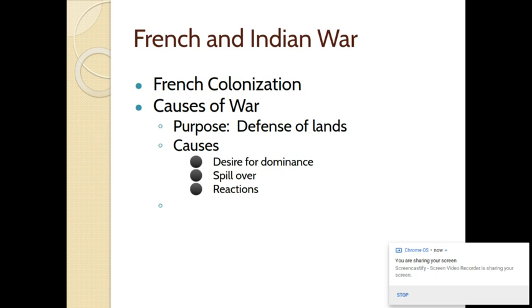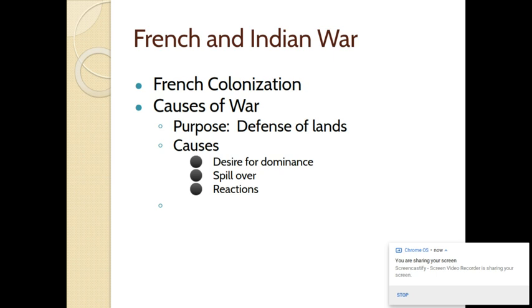The first cause that we want to talk about is the desire to be the dominant empire in North America. The British really saw themselves as being dominant in North America, and yet the French had started to grow in their power and superiority in that region. And so there was the sense that neither could really coexist, and rather one had to defeat the other.